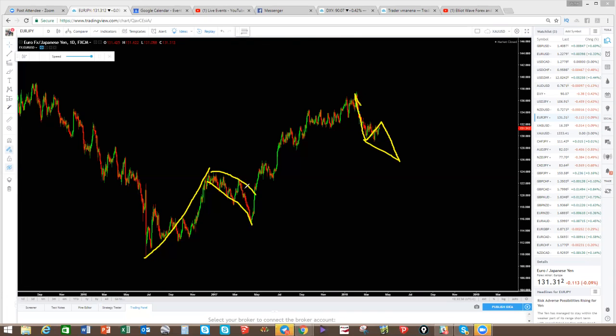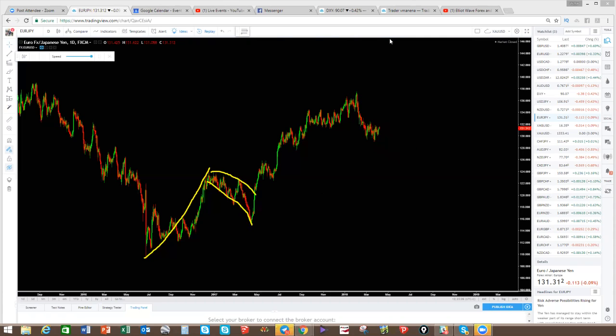It did not have to be a zigzag. It could have even been a structure like this. That would still have been fine. Still a corrective structure, right? It does not have to be this one. It can be any of the corrective structures.